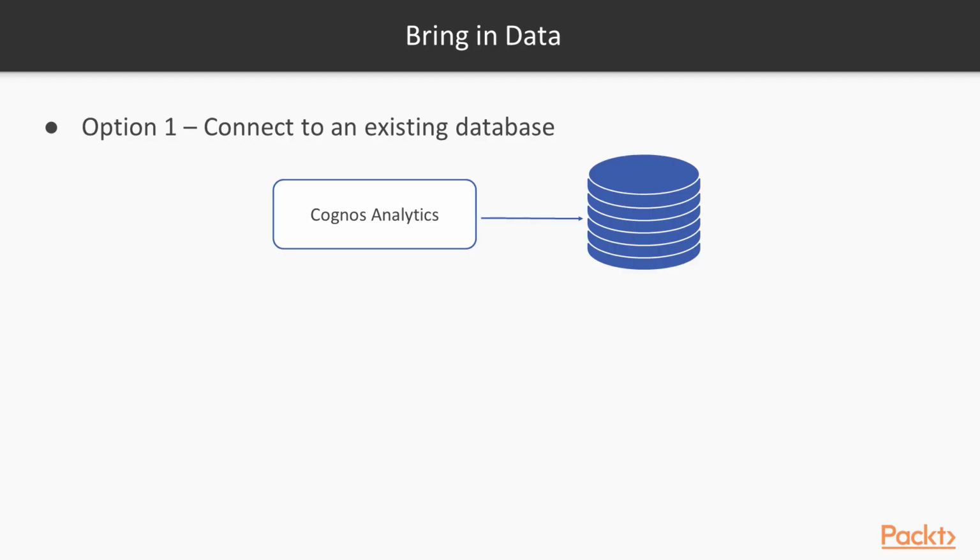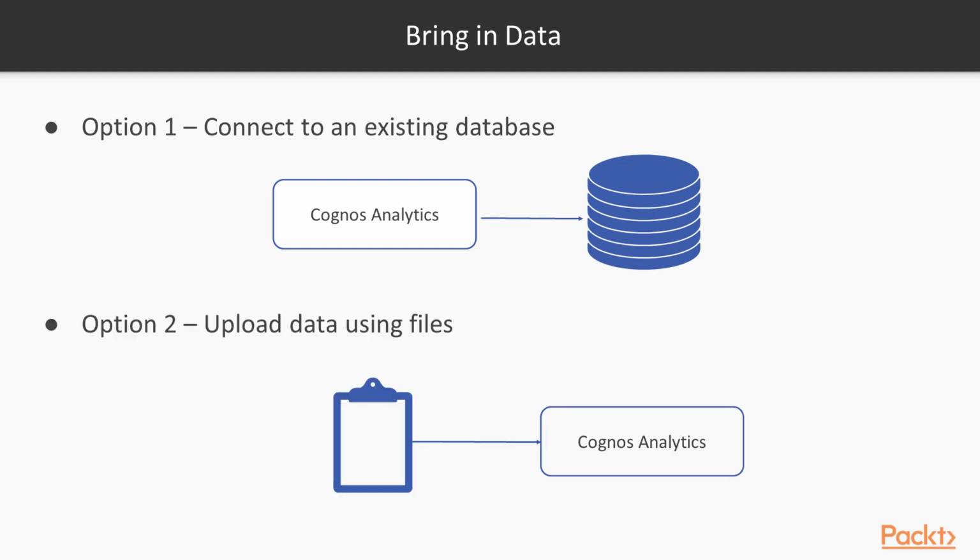In order to bring data into Cognos Analytics, we have two options. First option is we can make Cognos connect to one or more systems in the organization or in the cloud so that it can read the databases and fetch the data. Second option is we can upload data in Cognos using files. In this video, we will look at both the options.